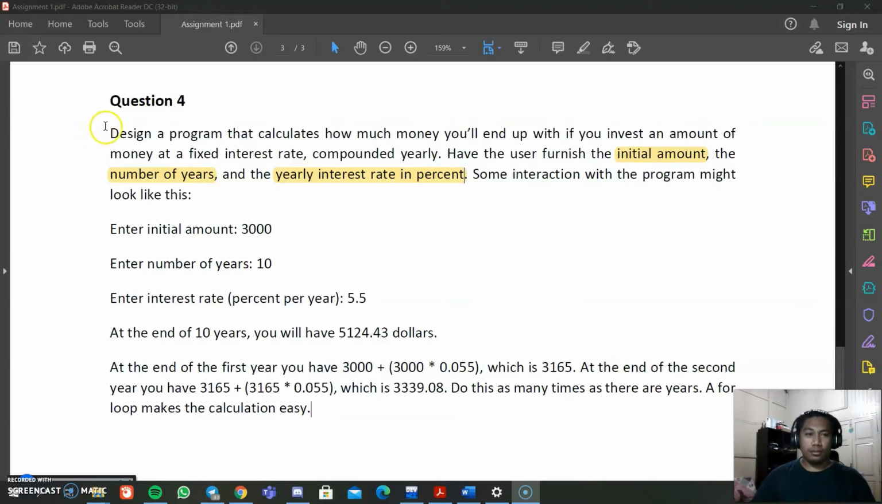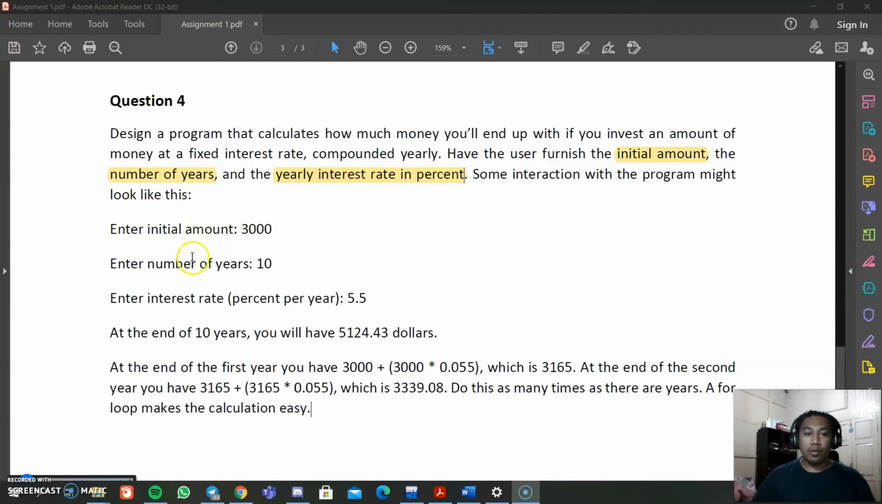In this question, it asks us to design a program that calculates how much money you will end up with if you invest an amount of money at a fixed interest rate compounded yearly. Then the program will ask the user to input the initial amount, number of years, and also yearly interest rate in percent. And this is how the program might look like.